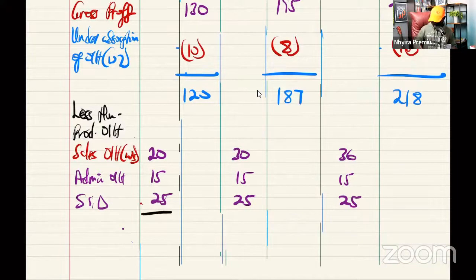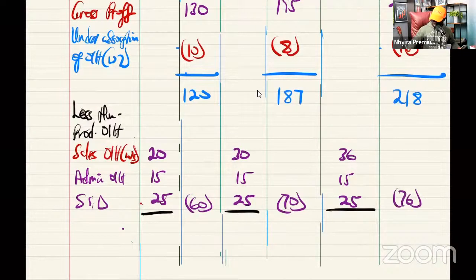So we add it up. Let's see what we get respectively. That's 40, that's 60. No, I'm not sure it will be the same. This will be 70, and this will be 76. So you now subtract the non-production overheads from the net figure, and that gives you the net profit.